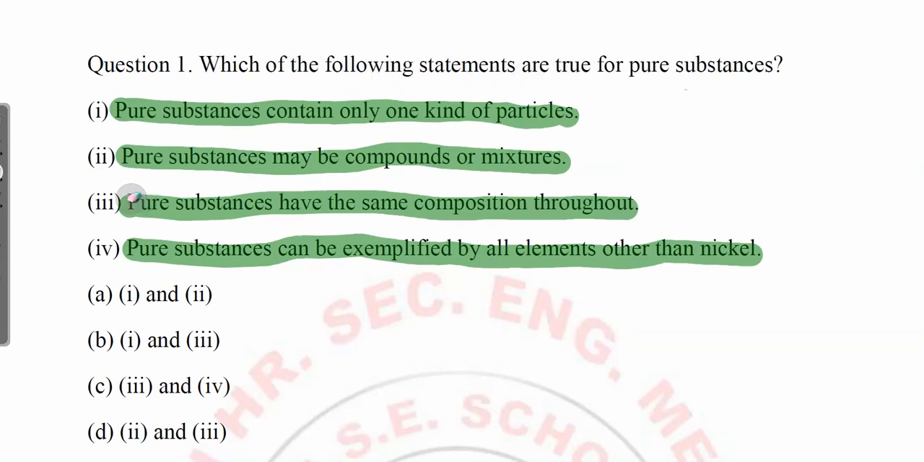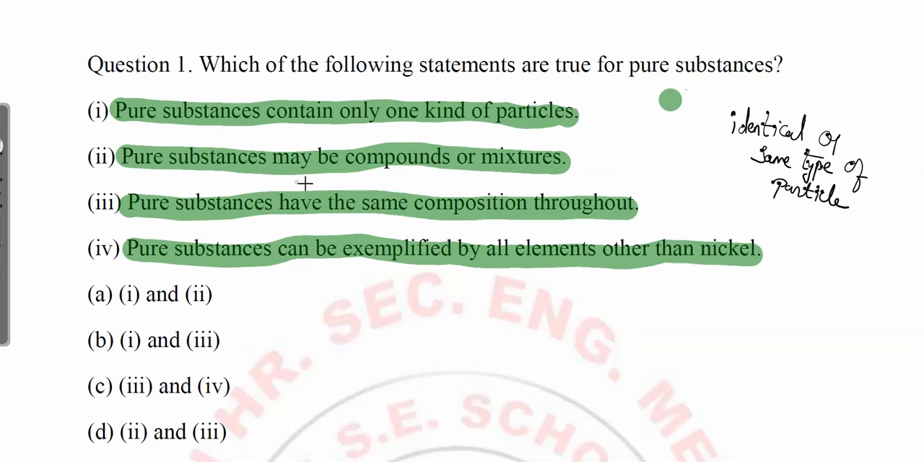The first statement states that pure substances contain only one kind of particle. So yes, it is true. We know the definition of a pure substance is a substance that contains only the same or identical type of particles. If the same type of particles are included, then it is termed a pure substance.